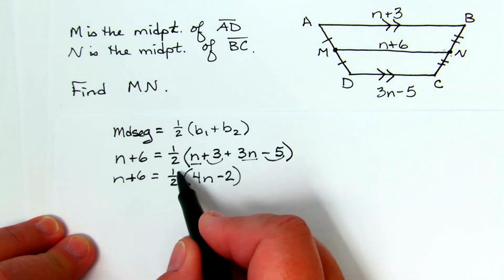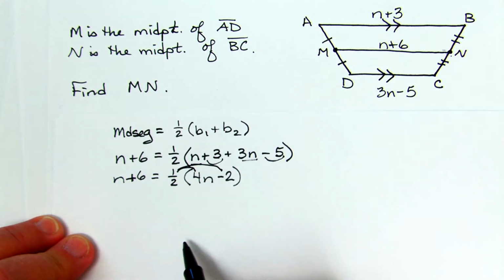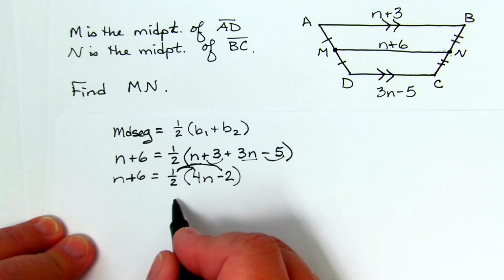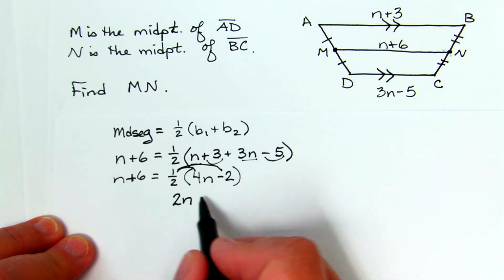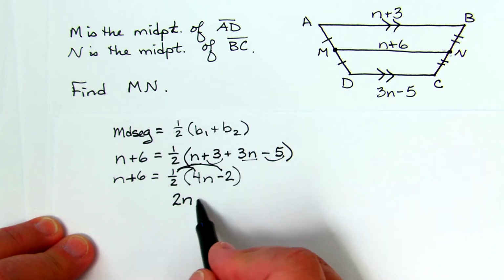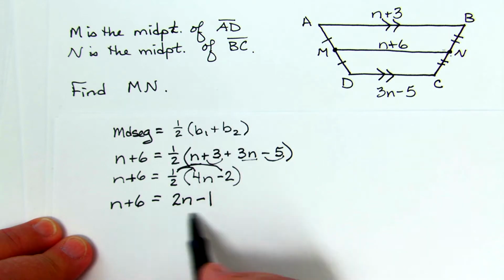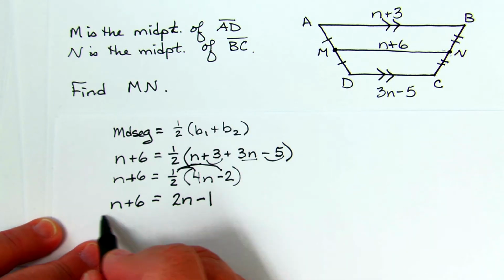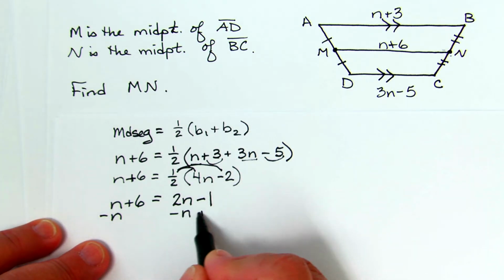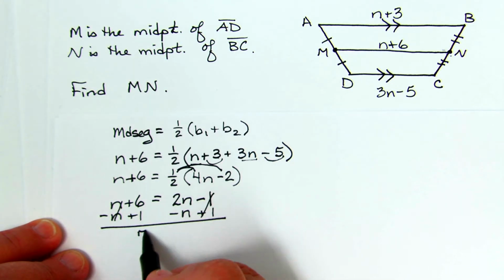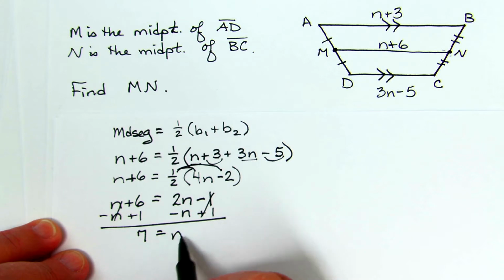I'm going to choose to distribute my 1/2 because both of these are even numbers. So half of 4n is 2n, and half of negative 2 is negative 1. And you see when I distribute my half, I actually don't have a fraction this time. So we're going to subtract n from both sides and add 1 to both sides. And we have 7 is equal to n.